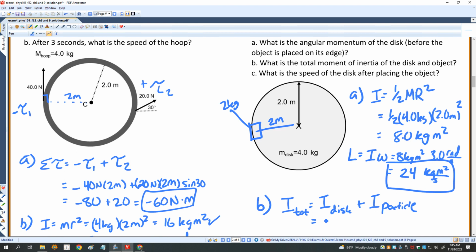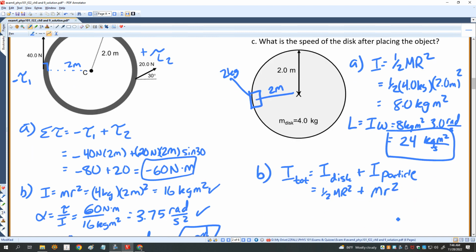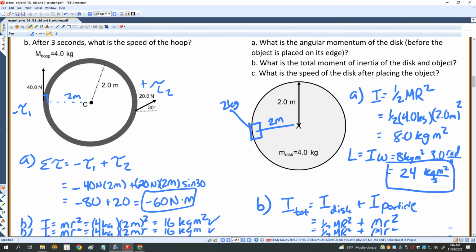That's going to be 1/2 mr squared. We've already found that, right? It's 8 plus mr squared. And so that's going to be 8 kilogram meter squared plus the mass of the particle, which was 2 kilograms, times the radius, which is 2 meters squared. So that's 8 plus 8 are 16 kilogram meters squared. So my new moment of inertia is 16 kilogram meters squared. Notice my moment of inertia went from 8 up to 16, so it's doubled.